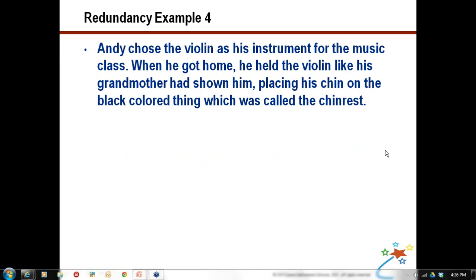Okay? Yankee and Anja. I think it's placing his chin on the black corner thing that was called the chin rest. What is that called? The entire passage or just part of that passage? Just that word. Did you say chin rest? Yeah. Oh, okay. And would you repeat your comment again about what you think about that sentence? I think that's unnecessary because he already says that he's placing his chin on the violin. On the chin rest. Yeah. So you think that the entire phrase, the black colored thing called the chin rest, could go. Are there any other ideas?